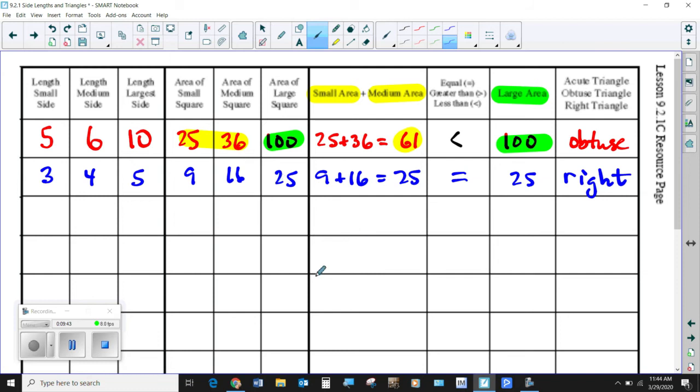Okay, so keep doing that. Fill in as many as you can. And then we're going to look for patterns. Go ahead and pause the video. And when you come back, we'll move on to the next slide. And we'll see if we can notice a trend here.